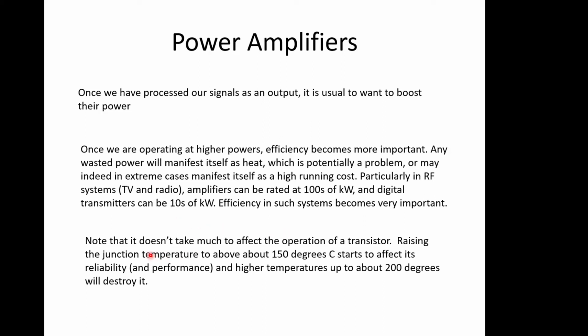And as we progress in this part of the course, we'll also look at what happens at temperature, and it doesn't take much to affect the operation of a transistor. If we just raise the junction temperature to above about 150 degrees C, we find that transistors start to get a bit unreliable, and running at much higher temperatures will actually destroy the device. So controlling heat becomes important, particularly when there are lots of watts whizzing around your system. You can either do it by good design or by cooling it somehow.